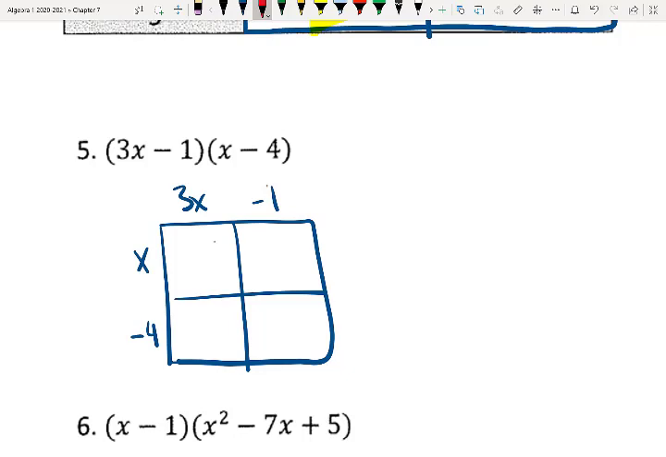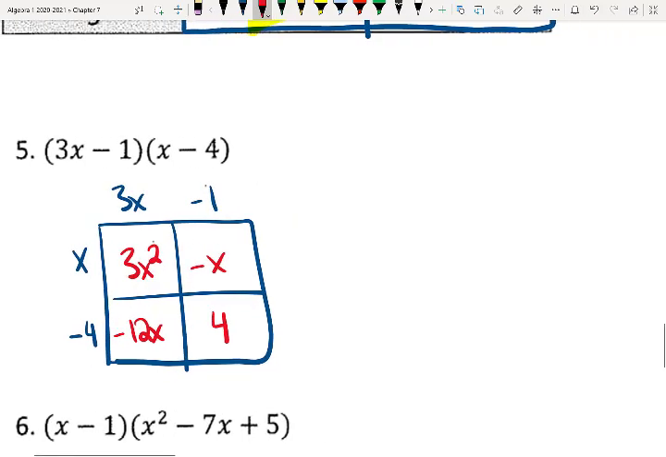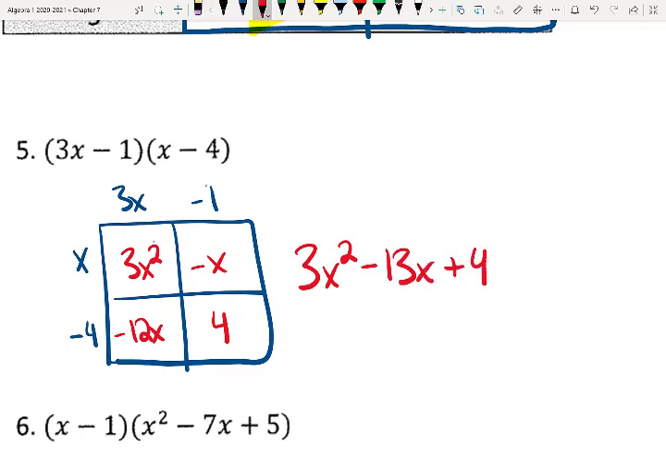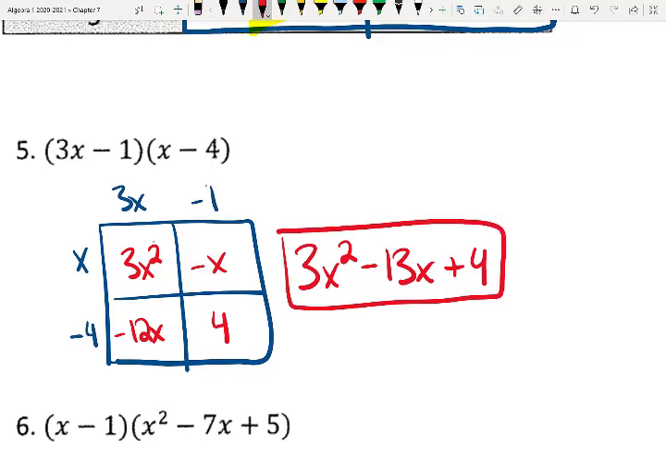And then I'm just going to go ahead and multiply where they intersect. 3x times x is 3x squared. Negative 1 times x is negative x. 3x times negative 4 is a negative 12x. And then negative 4 times negative 1 is a positive 4. So my solution when I collect up my like terms: 3x squared minus 13x plus 4. There we go.